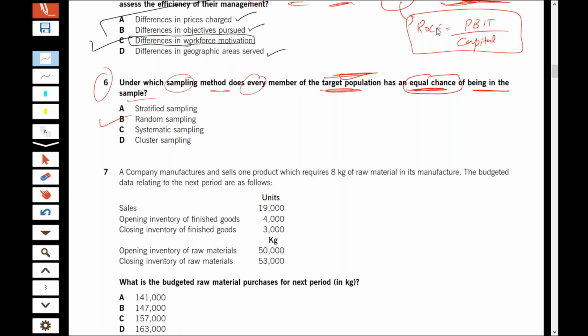And what is stratified sampling? I am explaining it verbally. Stratified sampling means that you are taking categories. For example, you take the sale transactions and split them into two, cash sales and credit sales. Those are the categories of stratified sampling. Systematic sampling is that you follow a simple pattern. Cluster sampling is the sampling which is representative of the entire population. So don't be confused about it. An equal chance of being selected is simple random sampling, okay?